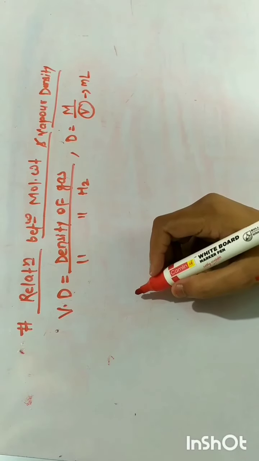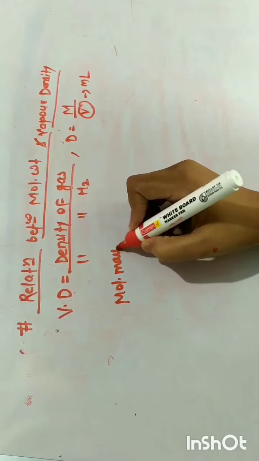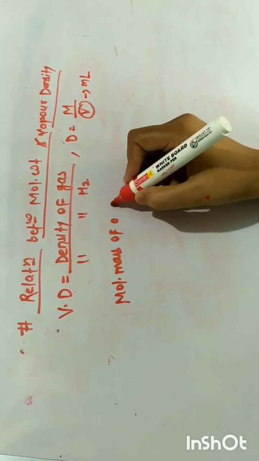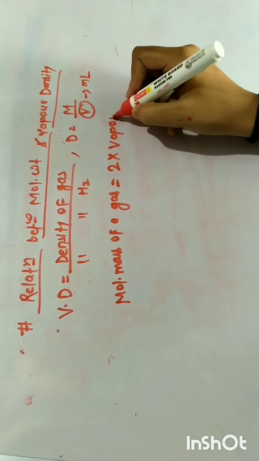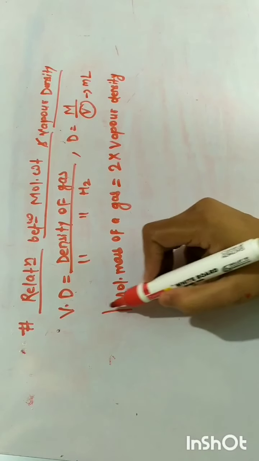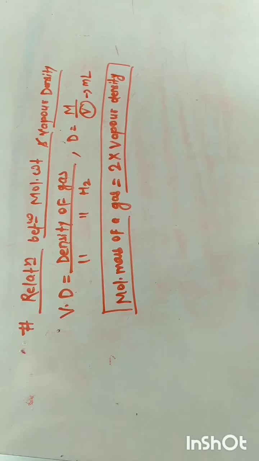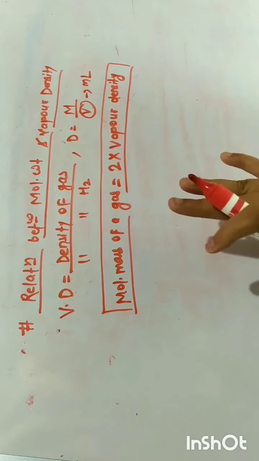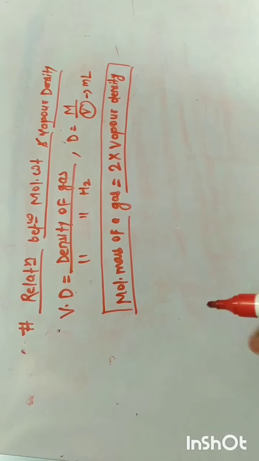So it is found that molecular mass or molecular weight of a gas is equal to 2 into vapor density. Okay, 2 into vapor density. So you don't need to derive it, you just need to know this relation. Molecular mass of a gas is equal to 2 into vapor density. So questions related to this relation.